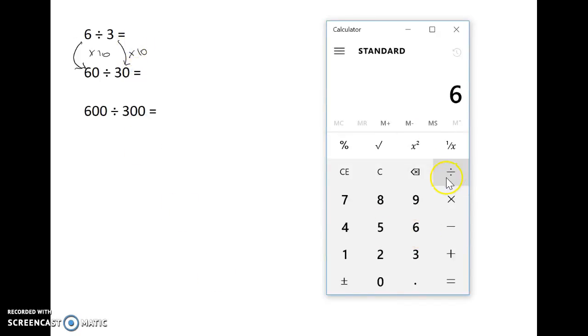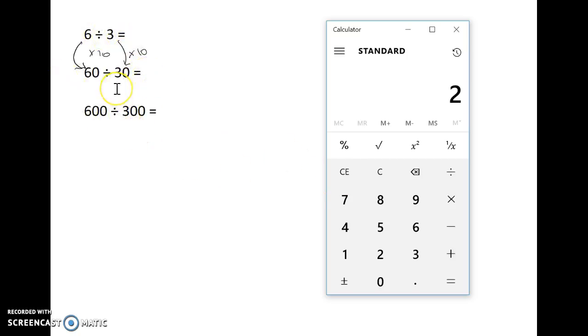If I do 6 divided by 3, the answer is 2. But if I do 60 divided by 30, the answer is still 2. If I multiply both the dividend and the divisor by the same number, the quotient, the answer to our division problem, will stay the same.